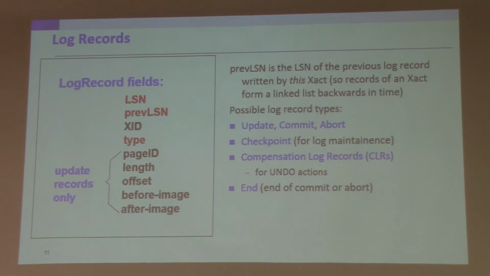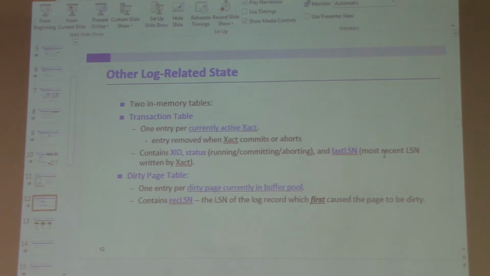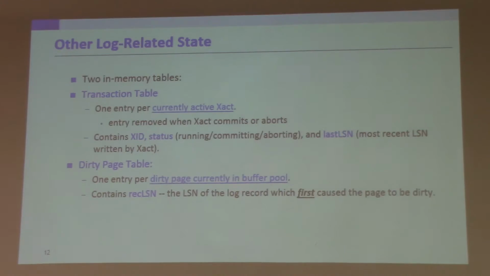This is the log record format. And other log-related state is the transaction table and the dirty page table. The transaction table has one entry per currently active transaction. It basically has the format of transaction ID and status. The status is running, committing, or aborting. It's interesting to note that the status can be committing and aborting, indicating that commit and abort itself is not necessarily atomic. It takes time. That's why it's committing, it is aborting. So that process itself might not be atomic.